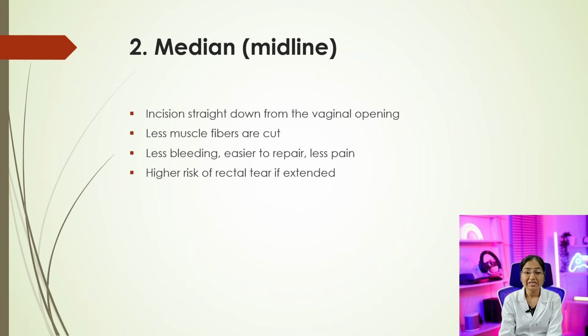Next, we'll see the second type, that is median. Here, incision straight down from the vaginal opening, and then less muscle fibers are cut. And then less bleeding, we can see easier to repair, and then less pain. And also higher risk of rectal tear if extended. This is the second type.